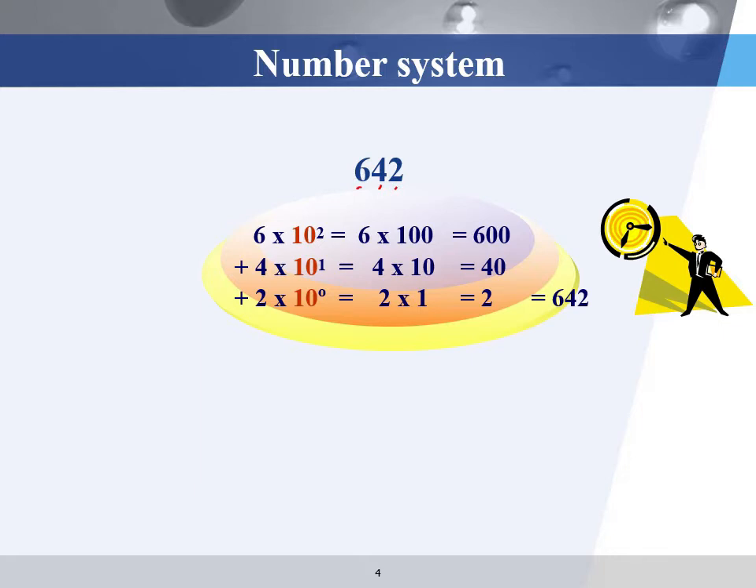We use 6 times the position value, which is 100 for this one. We get 600. And then we add 4 times the position value, which is 10. We get 40. And then we get 2. If we add them together, we get 642. So this is the value of this number. Because this number is a decimal number, the value of the number is the same as the number.